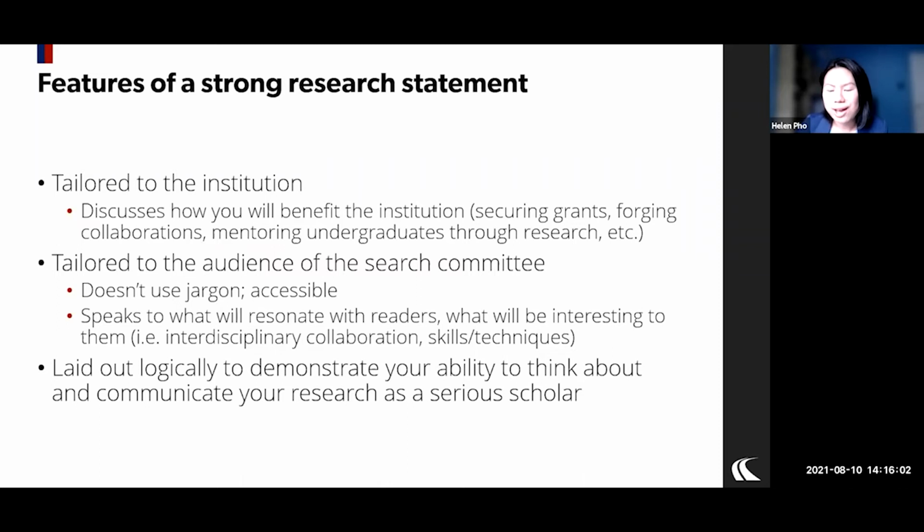So I see a question in the chat, and the question is, what criteria would they look for in terms of fundable and publishable?